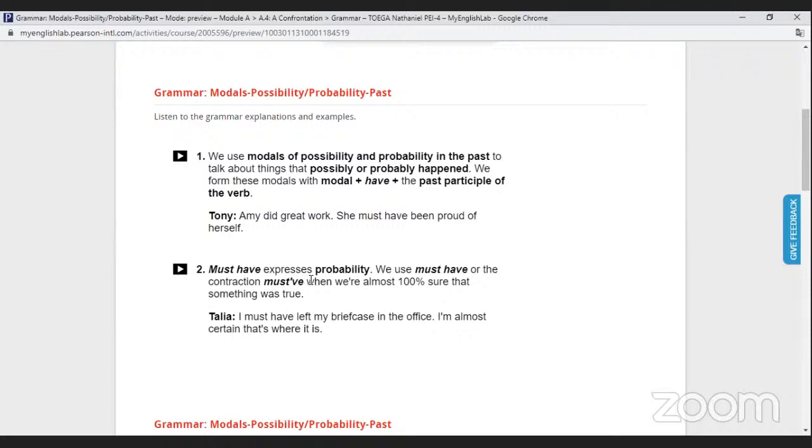Number two: must have expresses probability. We use must have or the contraction must've when we are almost 100% sure that something was true. Like the example: I must have left my briefcase in the office. I'm almost certain that that's where it is. In any past tense, are we using have been and the past participle form, or only in these two examples?